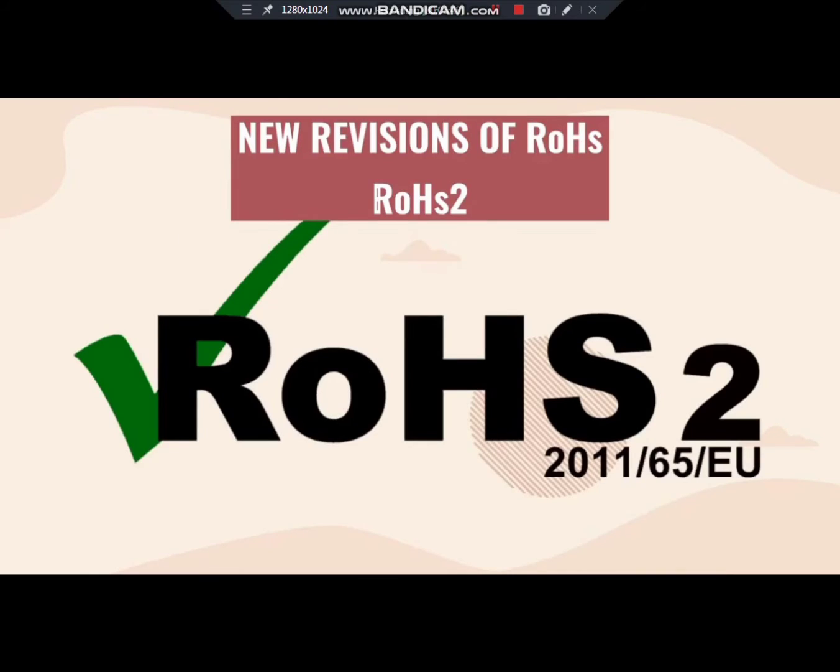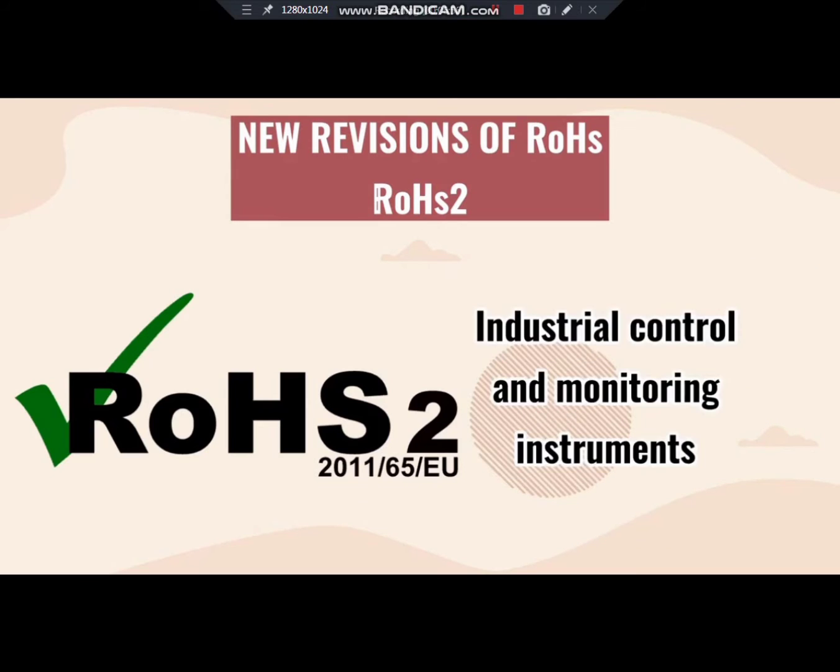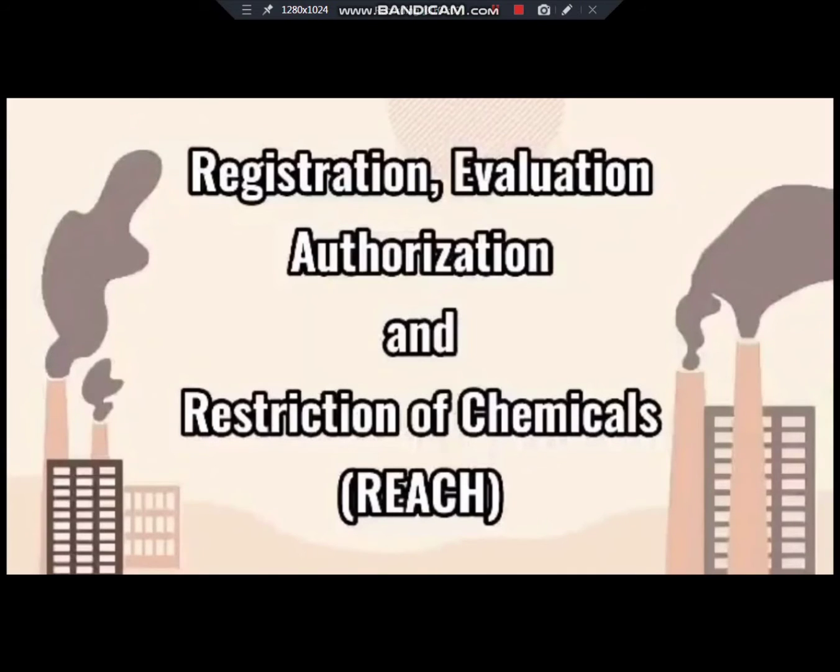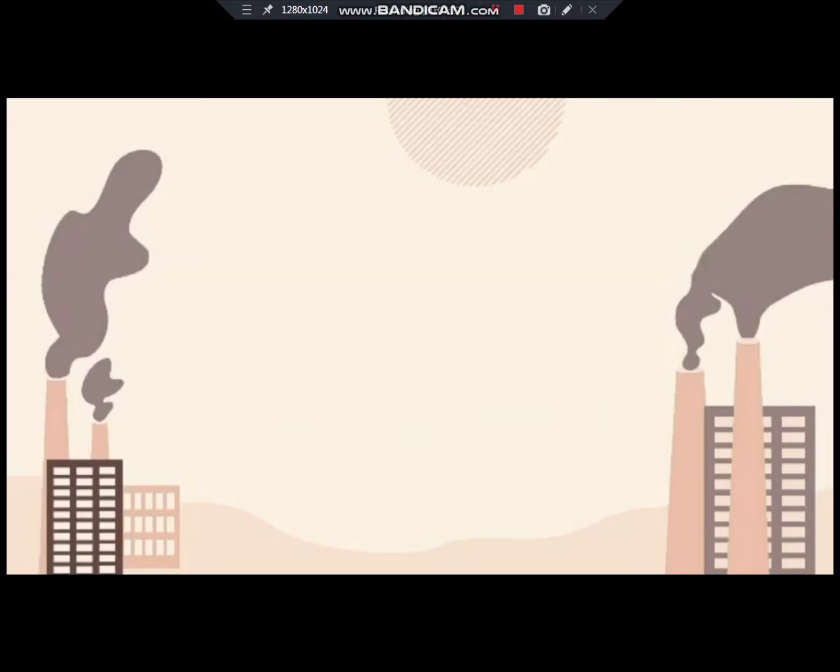New revisions of RoHS are expected to cover other equipment such as medical devices, control and monitoring instruments, and industrial control and monitoring instruments. Registration, Evaluation, Authorization, and Restriction of Chemicals, also known as REACH. REACH is the European Community Regulation on Chemicals and their safe use. REACH aims to improve the protection of human health and the environment through the better and earlier identification of the intrinsic properties of chemical substances.